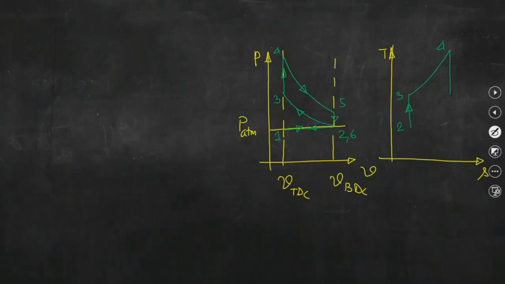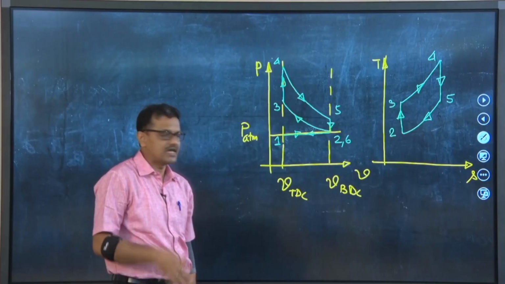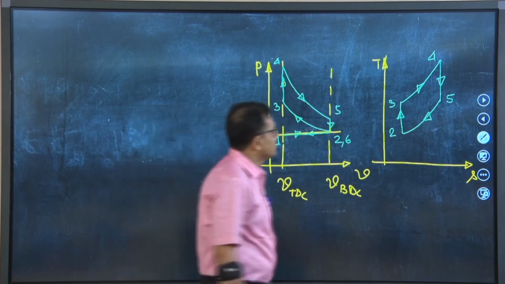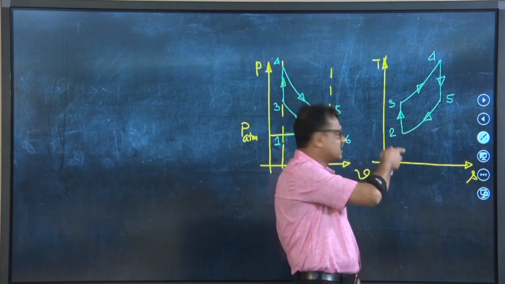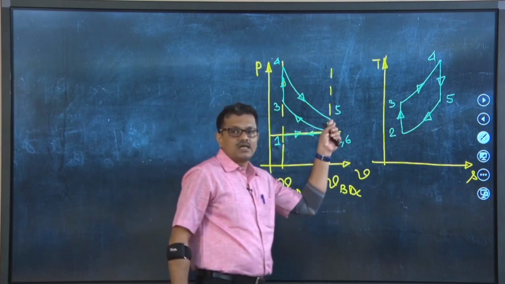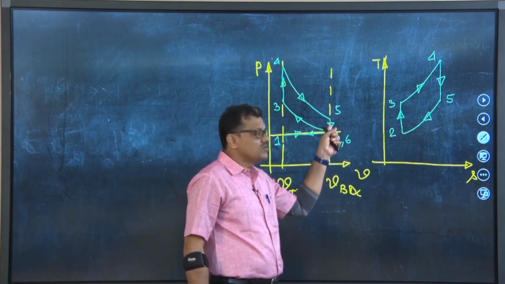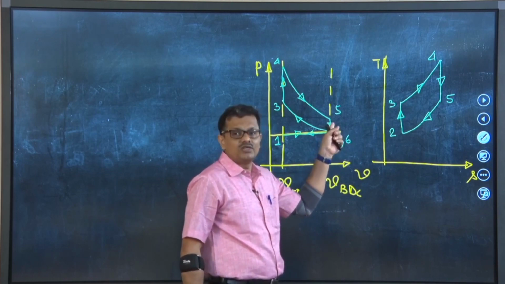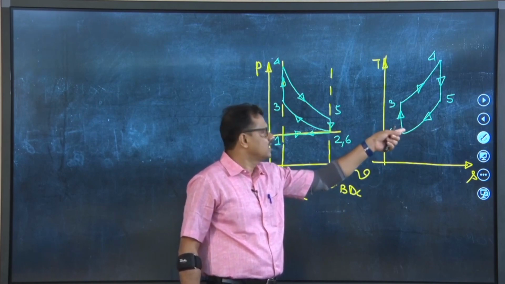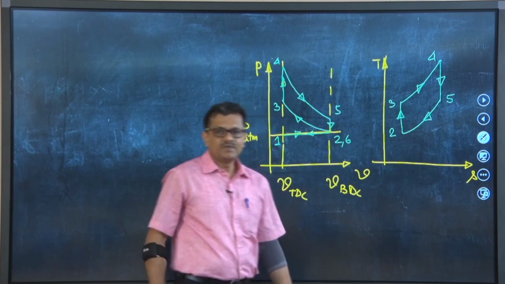And finally, 4 to 5 is the expansion, and because of this expansion the temperature and pressure of the working substance will reduce, and you can see that from both these diagrams. And finally, 5 to 2, or 6, because I am not going to write 6, 5 to 2 is constant volume heat rejection, and you can see that the temperature will reduce. So, T2 is less than T5. So, these are the PV and TS planes.